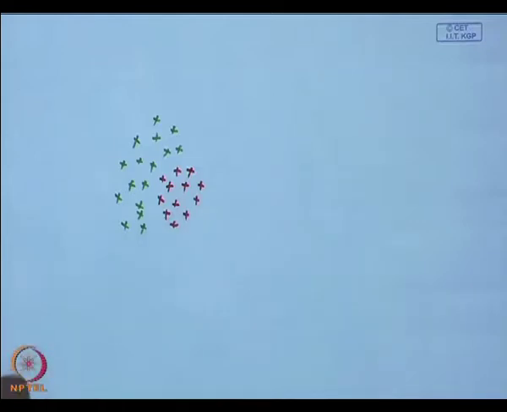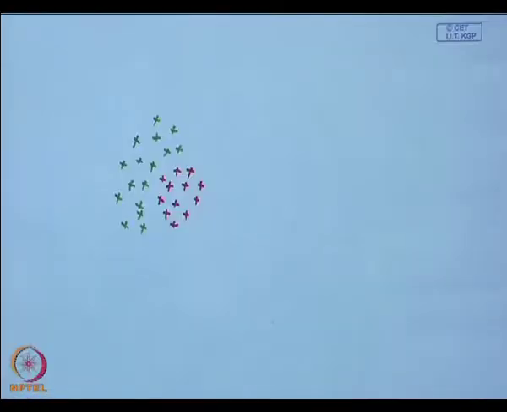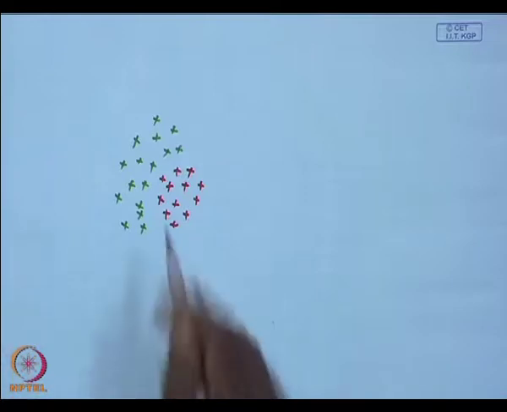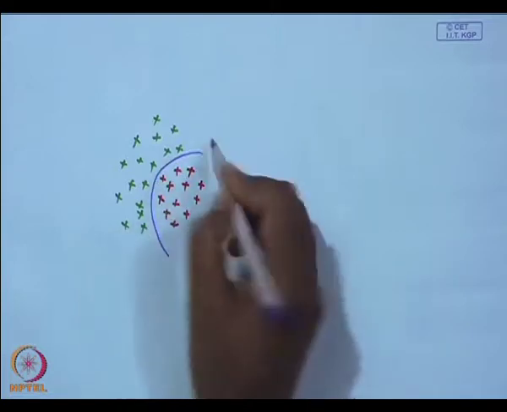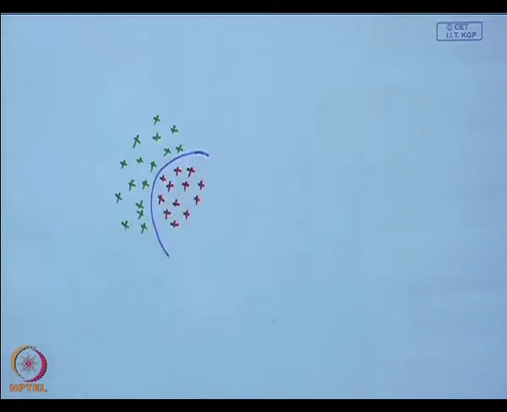Okay. So, here you find that if I say that all these green crosses represent feature vectors belonging to one class and all the red crosses represent feature vectors belonging to another class. Clearly, you find that these two classes cannot be separated by a straight line. Rather, I have to have a curve, a quadratic curve at least, to separate these two classes.